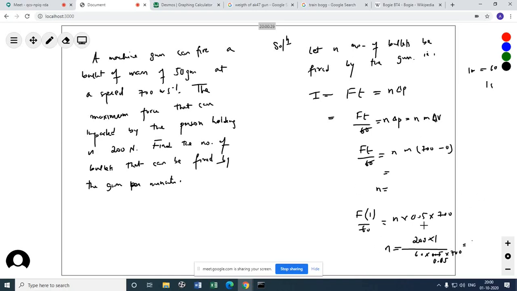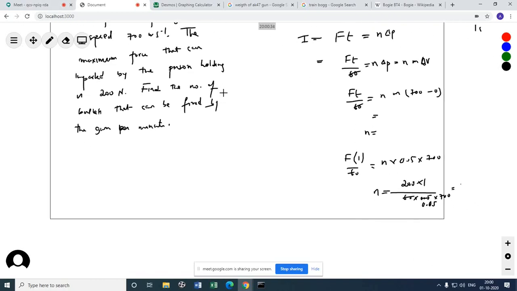Sorry. So, n will become 5.7. Now N is coming as 5.7, because it is a number, which is approximately, let us take this as 6. So let us say 5.7, or approximately 6. 6 bullets per second.